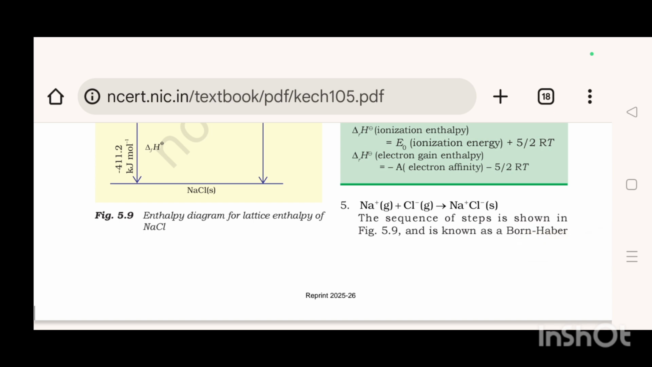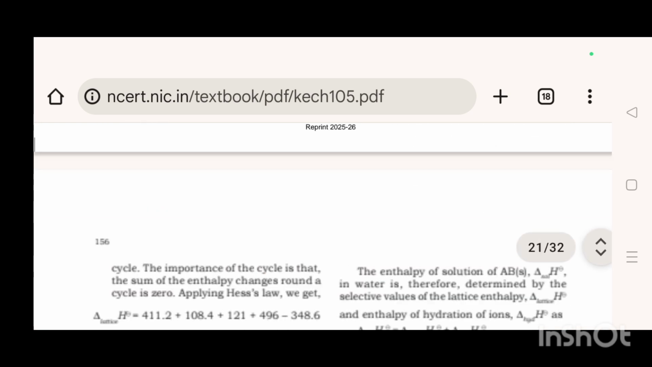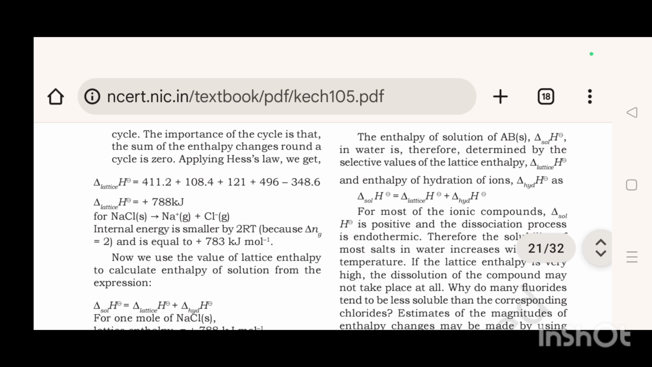Now, Na+ plus Cl- gives NaCl. The sequence of steps is shown in figure 5.9 and is known as the Born-Haber cycle. The importance of the cycle is that the sum of enthalpy changes around the cycle is 0. Applying Hess's law, we get delta H lattice = 411.2 plus 108.4 plus 121 plus 496 minus 348, and we get plus 788 kilojoule mole inverse, and this is the lattice enthalpy for NaCl.